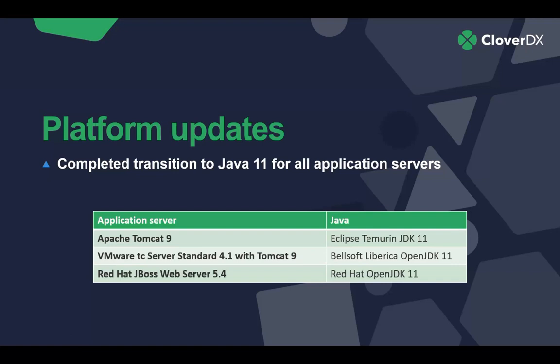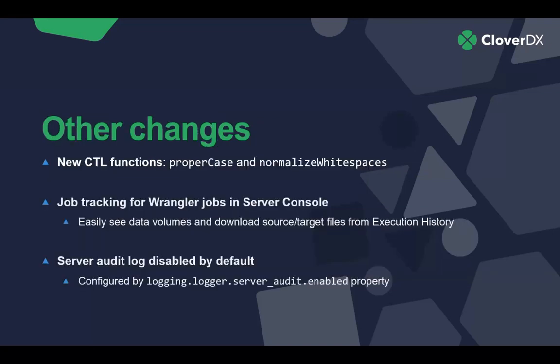We will be continuing to expand this, and we are planning to support Java 17 within the next 2 releases also. So on top of Java 11, we'll add support for Java 17 for everyone who's looking for new features regarding new Java versions. There are, of course, many other changes within the platform. For example, we introduced 2 new CTL functions that mimic the steps proper case and normalize white spaces. So you can do the same kind of data normalization within your Clover graphs or Clover jobs.